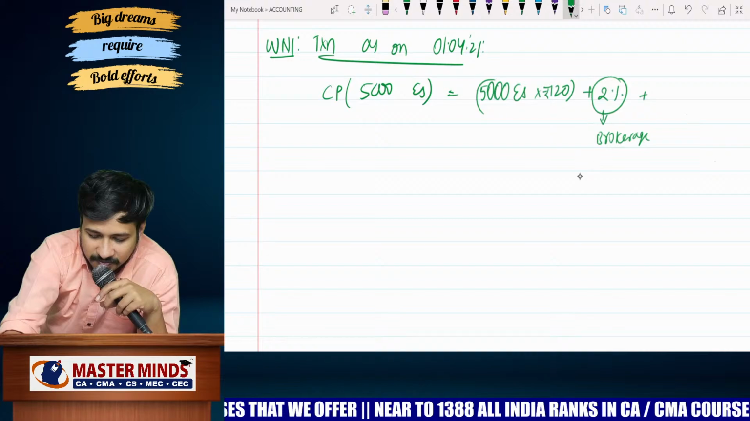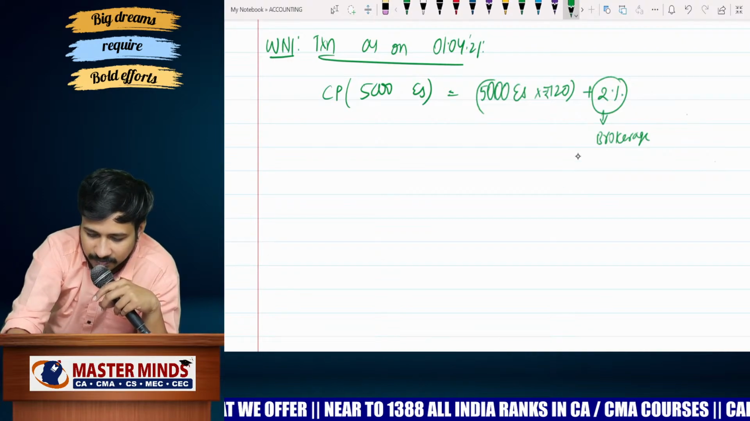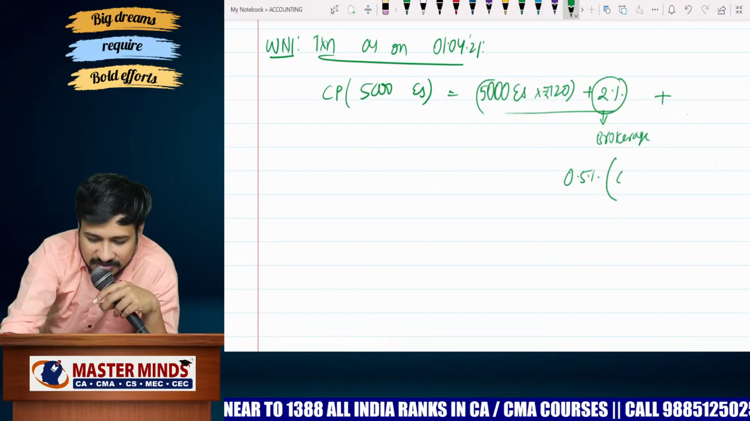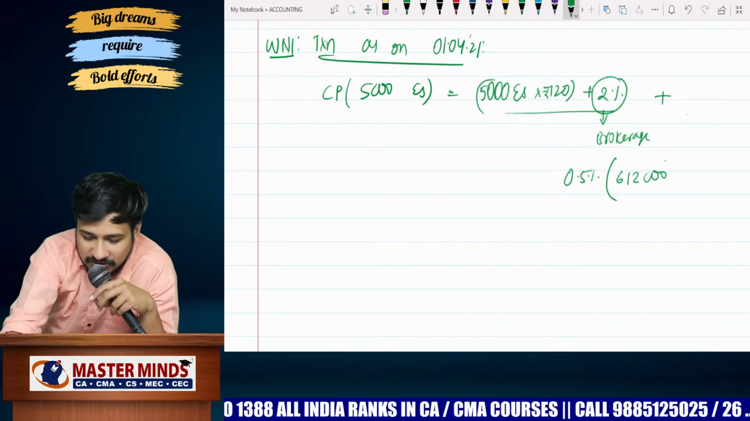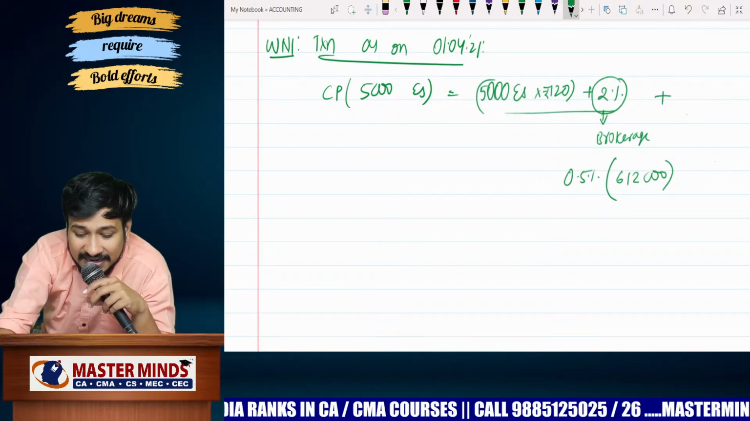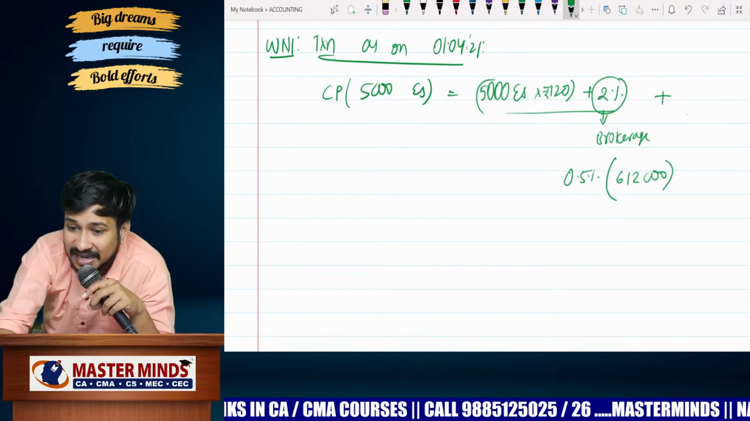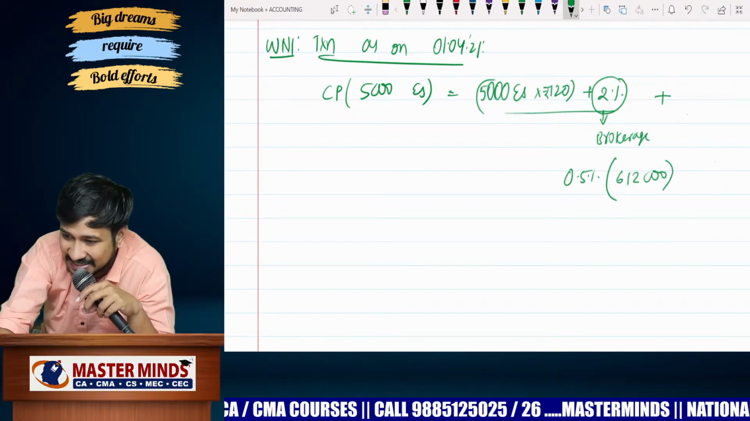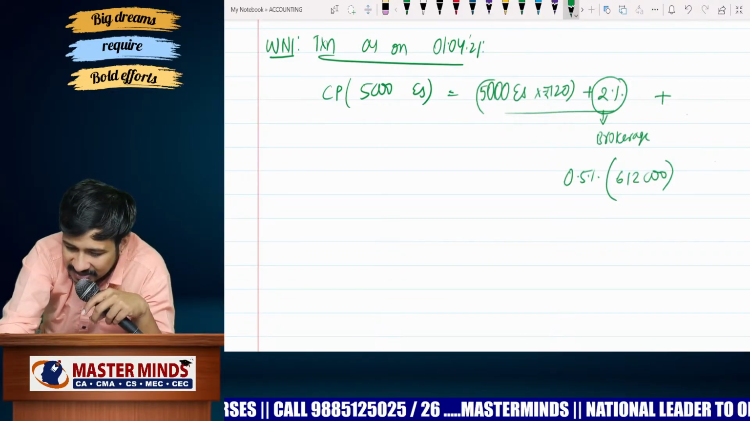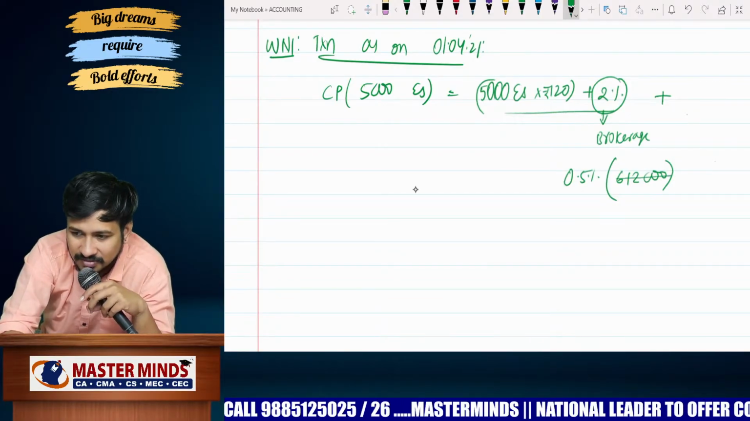It's like plus 2% is brokerage plus 0.5% of 6,12,000. Then you will be getting it at 6,15,060. But this 6,12,000 is wrong.